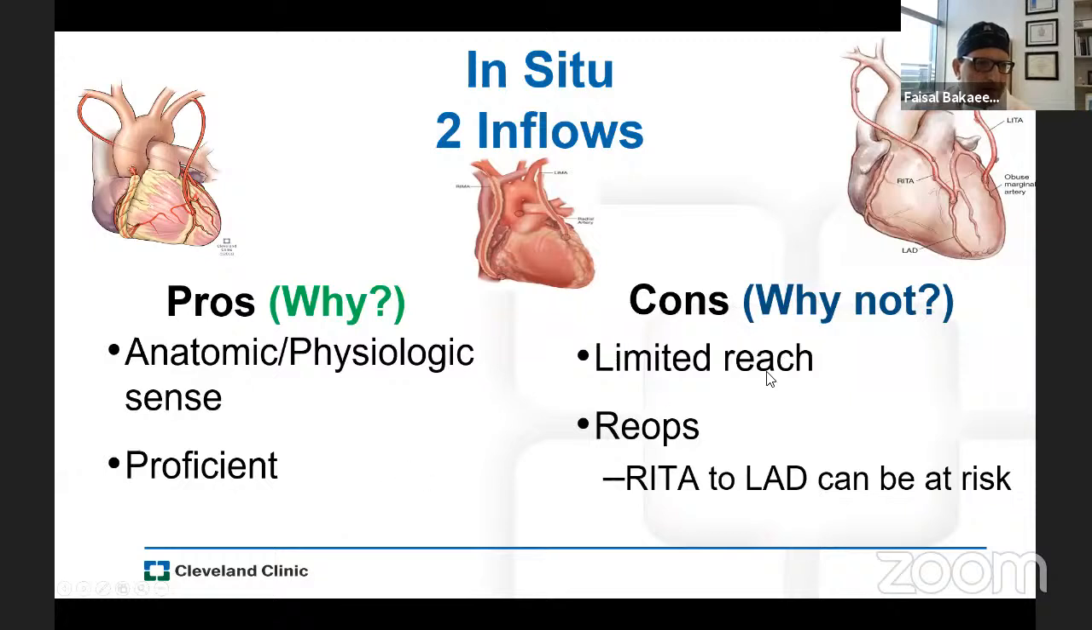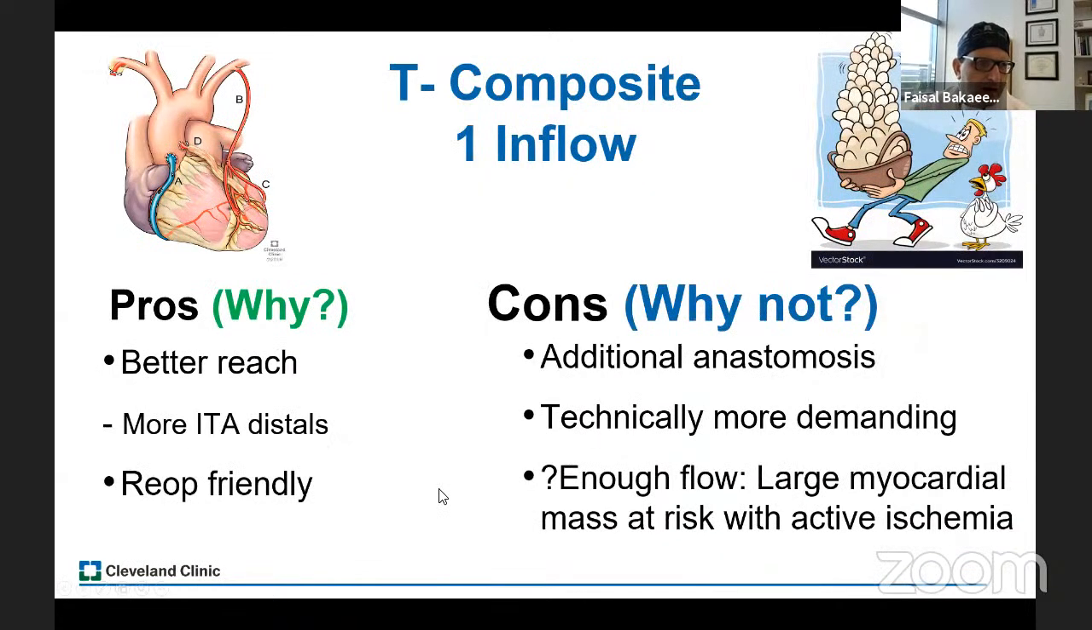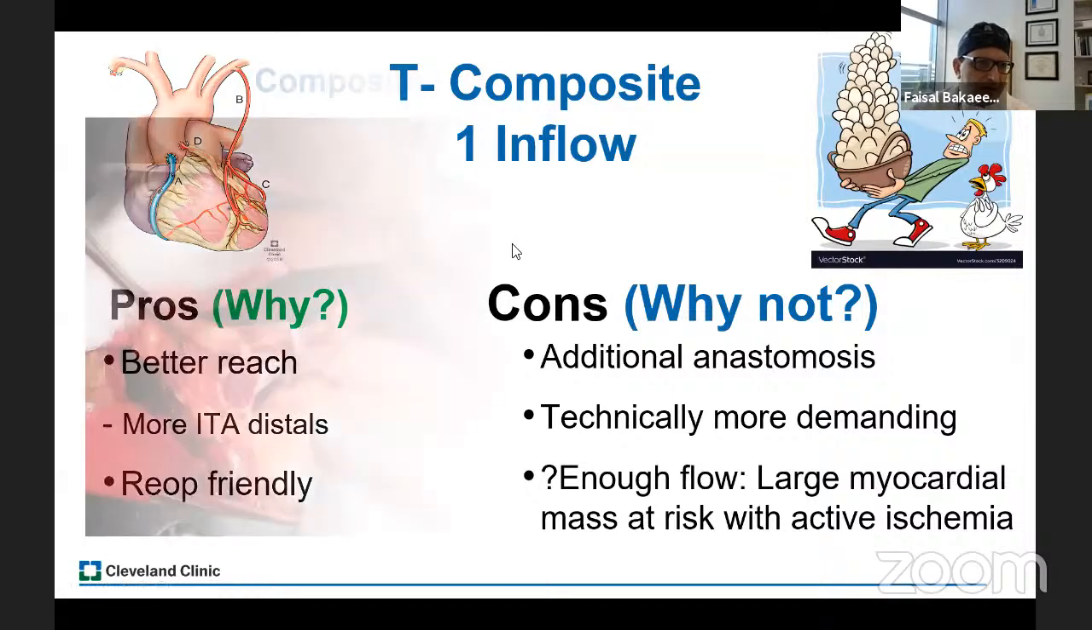But the con is that you have a limited reach. You can't reach all the targets that you need, and then reoperations crossing the midline can be an issue. While when you do a composite graft and you base everything on a LITA to LAD, you put all your eggs in one basket, even though you maximize the reach of the construct. So you got to be careful.